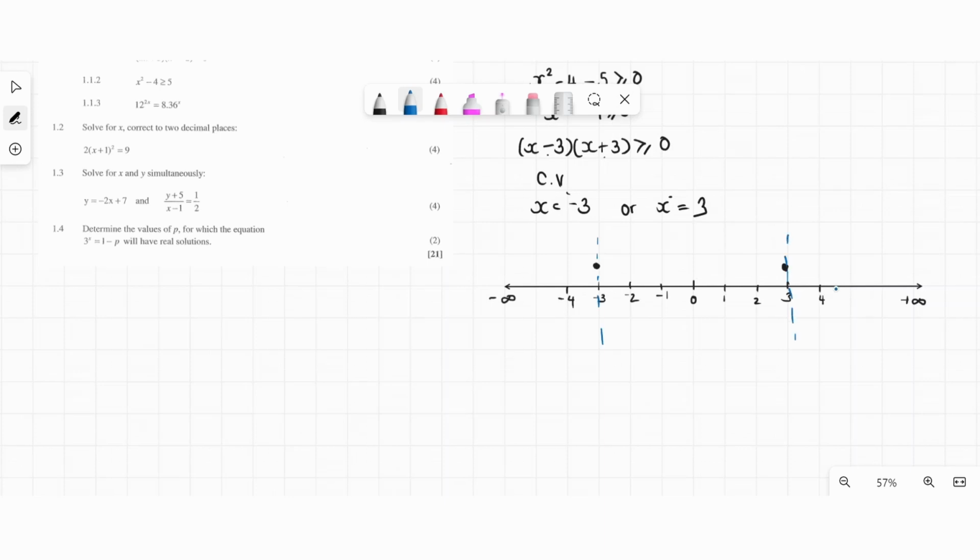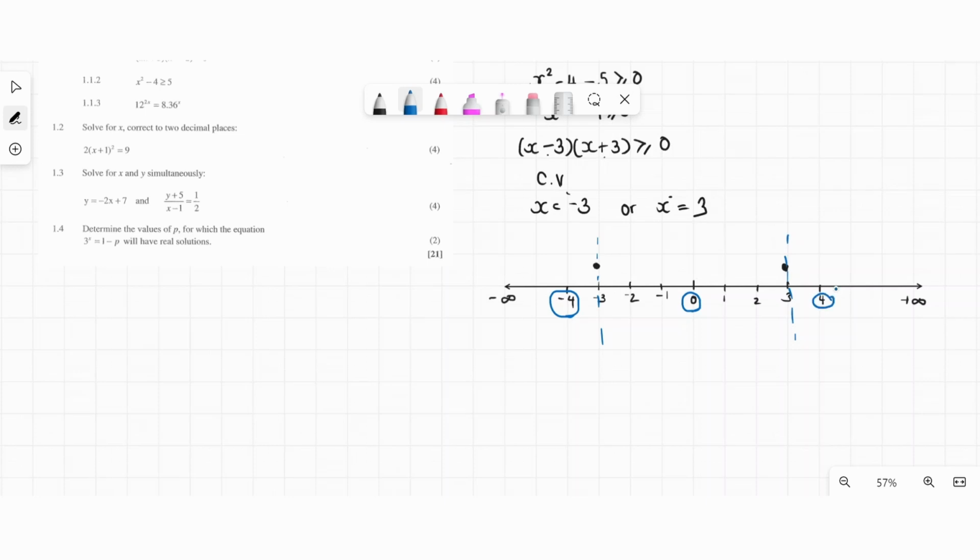Then you're going to pick a number between -infinity and -3, and I'm going to pick -4. Then you're going to pick a number between -3 and +3, which is here. I'm going to pick 0. Then between 3 and +infinity, I'm going to pick 4.